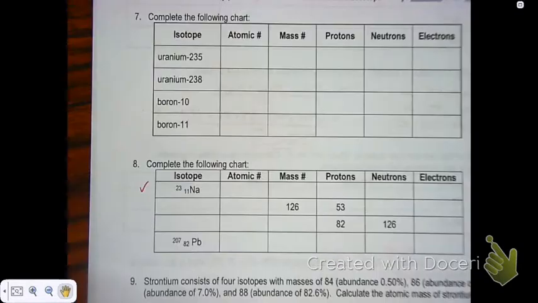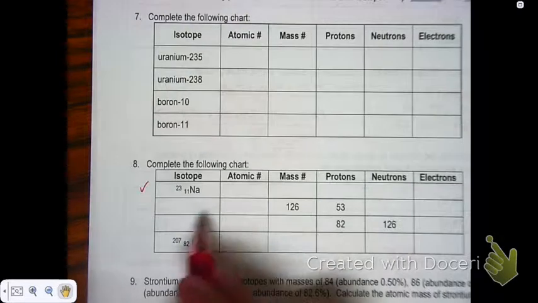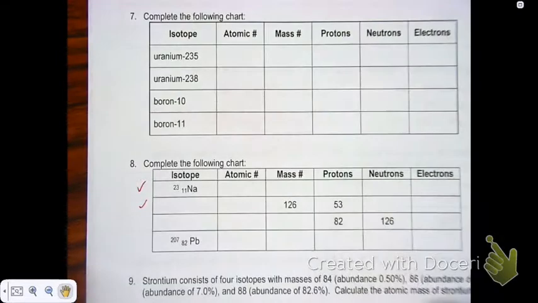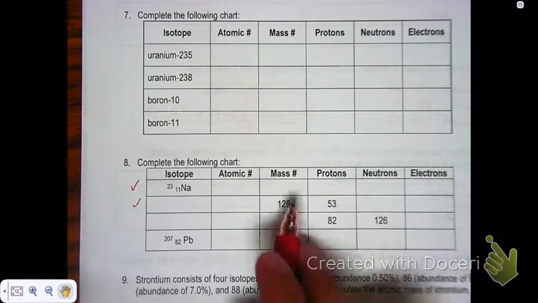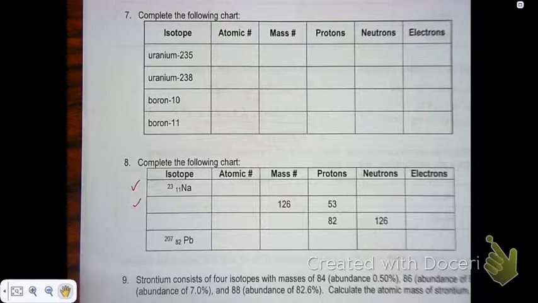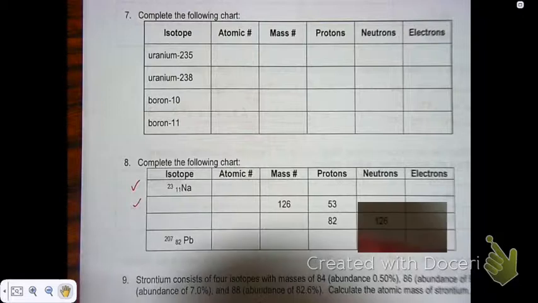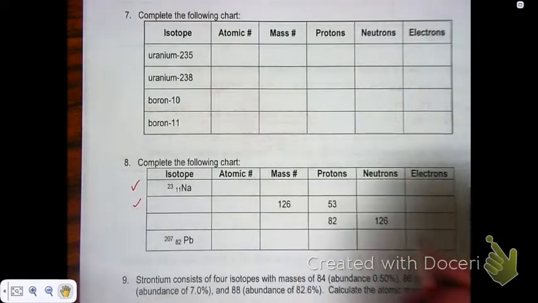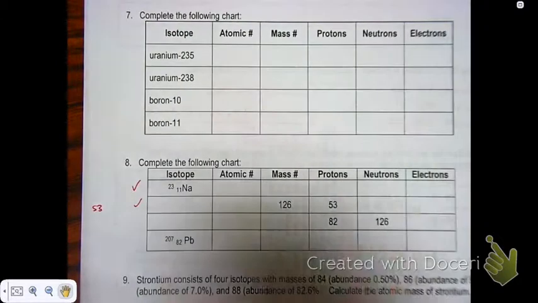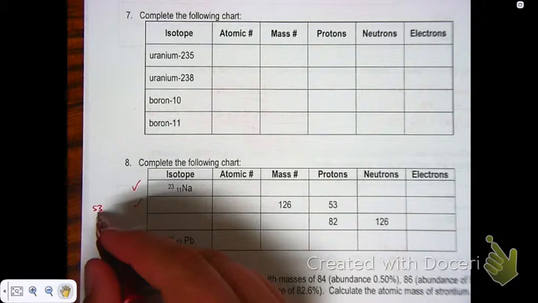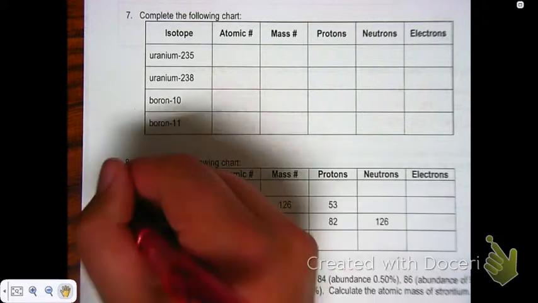Alright, the last problem that I'm going to do is number 8 on the back. We're going to do this problem right here. All it gives us is the mass number and the protons, so we have to work backwards on this. From what we did on the front side, the atomic number gets written on bottom, and the mass number gets written on top.